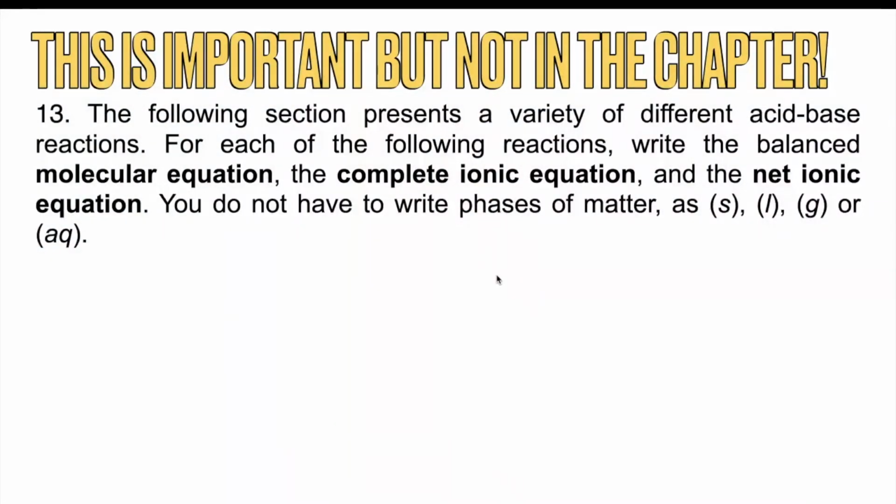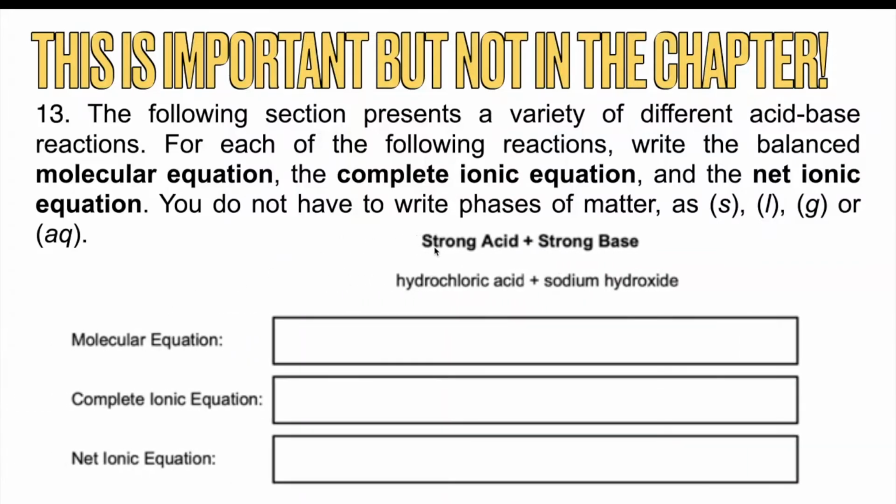So now we want to be able to write different types of acid-base reactions. We want to write their molecular equation, their complete ionic equation, their net ionic equation. It says ignore S, L, G, or AQ for these types of ones just because it would get a little confusing, and we're not trying to confuse you. So what happens if I have a strong acid and a strong base, like hydrochloric acid and sodium hydroxide? So molecular equation, I need to know hydrochloric acid is HCl, sodium hydroxide is NaOH.